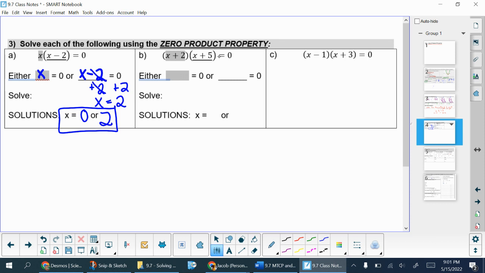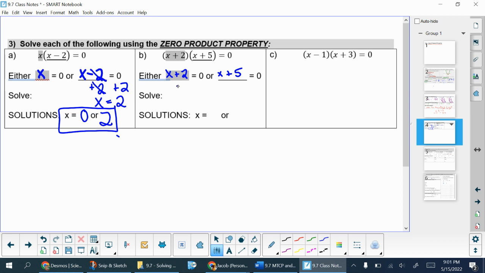If we have something like this, where both of these things are linear expressions, that's not a problem. The zero product property still applies. Either this one is 0 or this one is 0. And so I'll write that in. Either x plus 2 is 0 or x plus 5 is 0. That's the only way I can multiply those two things together and get 0, if one or the other is 0. In this case, I'm going to have to solve both.